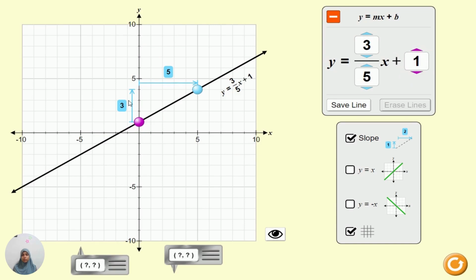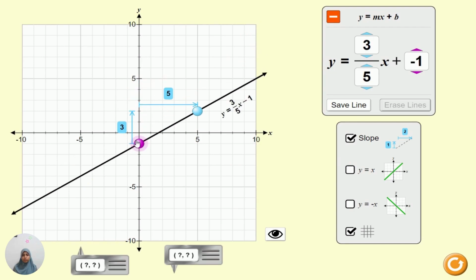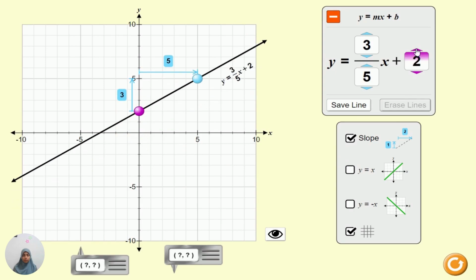So where is the point where the line crosses the y-axis? If we look here, it's 1. So the difference between this line and here is 1. What if I have a negative intercept? It's going to be just that. If I increase, you can see that the intercept increases as well.